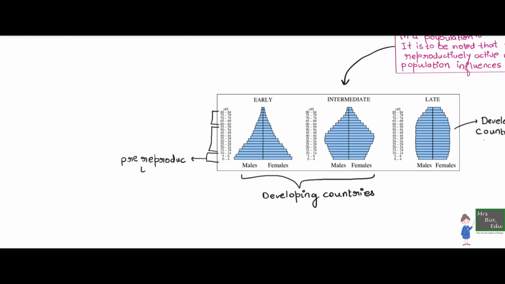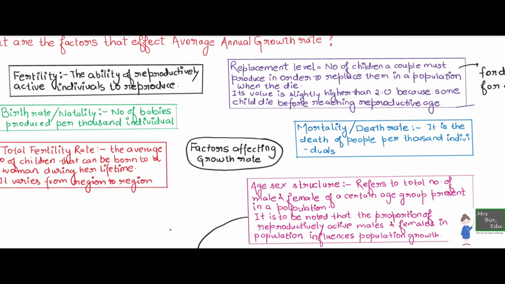So I'm marking out the age here. 0 to 10 I take as pre-reproductive age, because this is the age where females and males have yet to achieve puberty. Then above 15, like I said, 10 to 45 would be reproductive, and everything above that would be post-reproductive. We will come back to the graph in a minute.